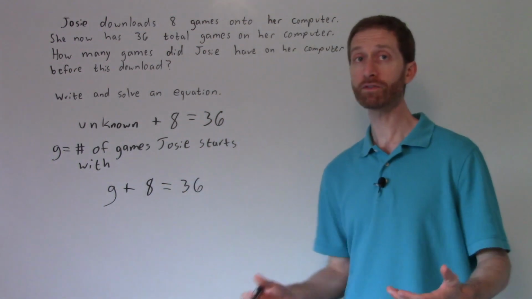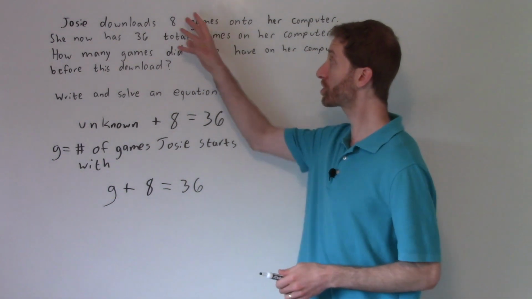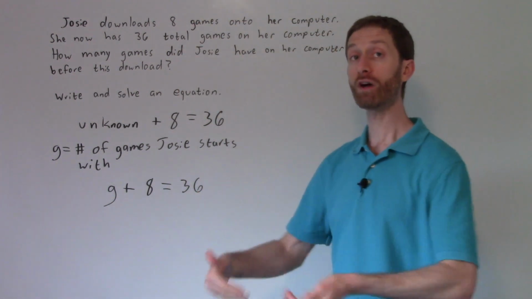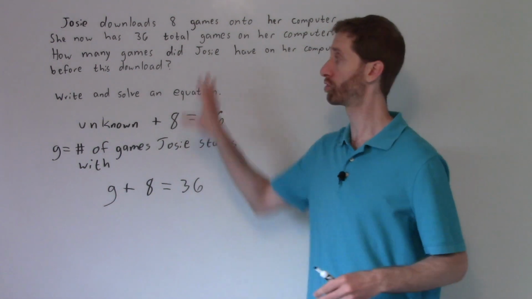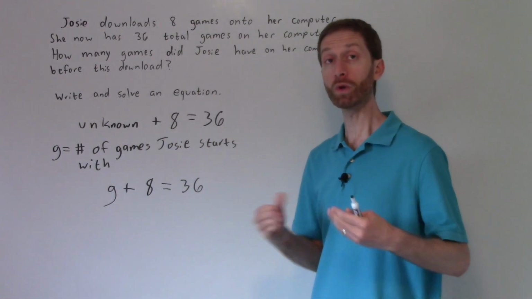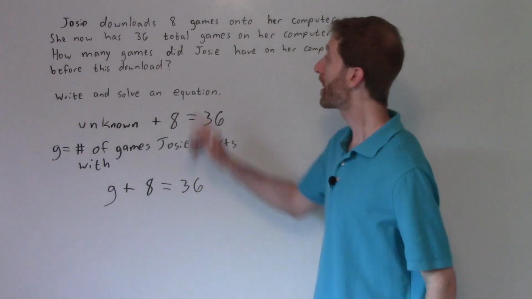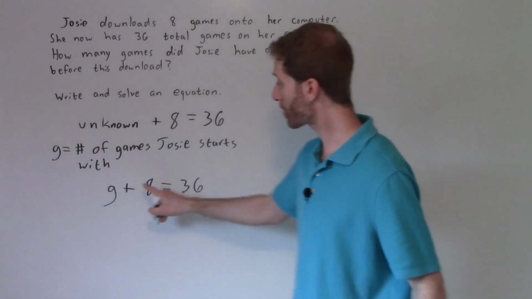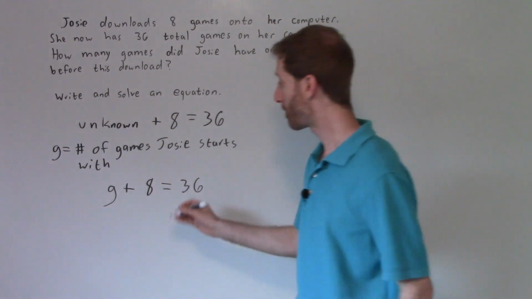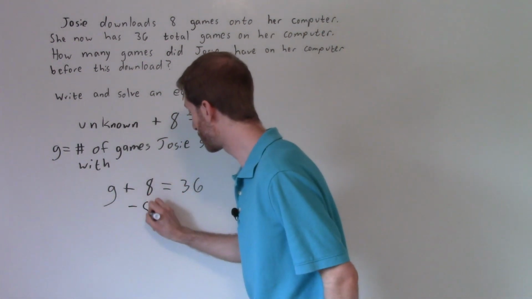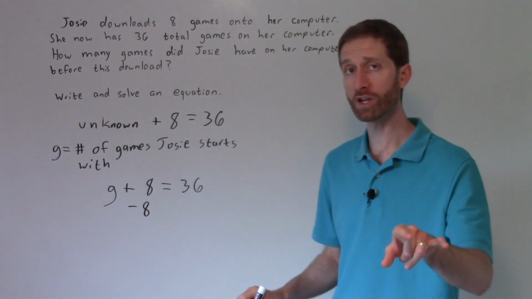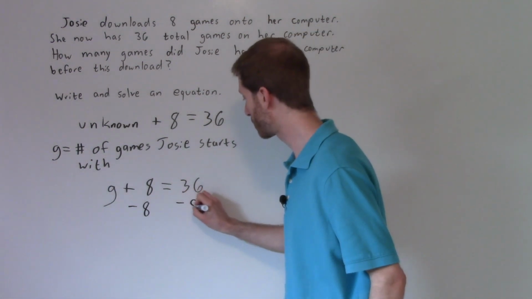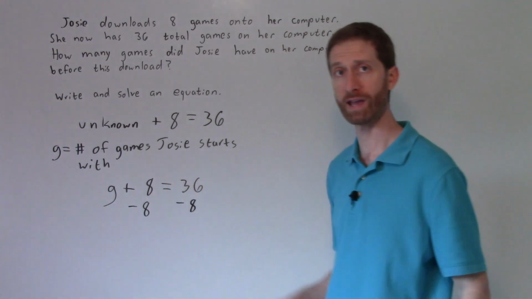So now what's left is, well, to realize that we just took all of these words and made it into a simple equation. Once we solve that equation, now that we're sure that equation represents the situation, we will have an answer to how many games did Josie begin with before the download. So I'm going to undo plus 8 by subtracting 8. What I do to one side of the equation, I must do to the other side to balance out the fact that this side equals that side.